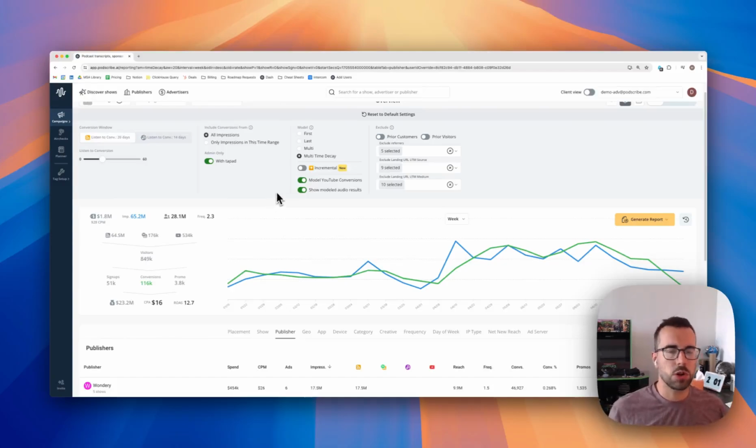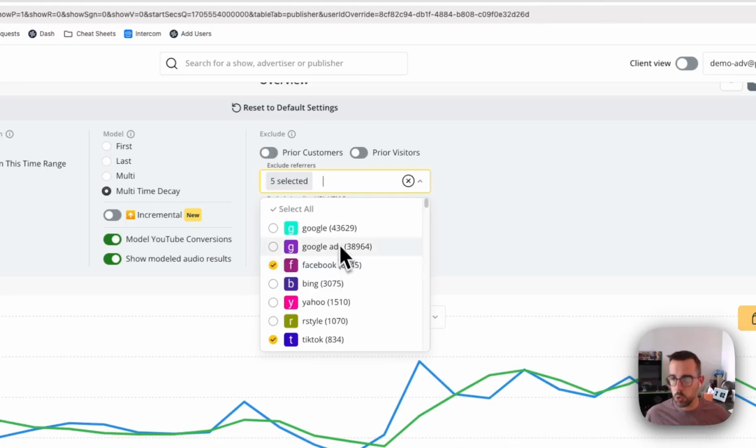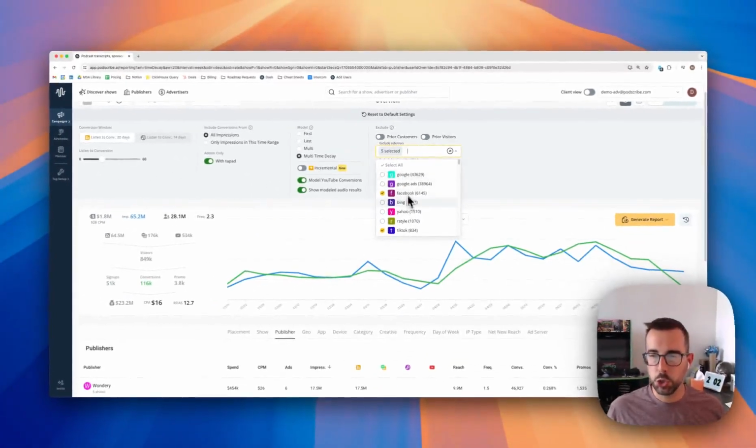And then the other thing that we'll call out here also is we have an option to exclude some conversions from being considered for attribution. So first of all, do we only want to look at new customers, or do we only look at new visitors? Well, we can select these to exclude things like prior customers and prior visitors. Are there certain referrer URLs that we don't want to give credit to the podcast for? Things like Facebook, things like Google searches. You can go in here and exclude any one of these.